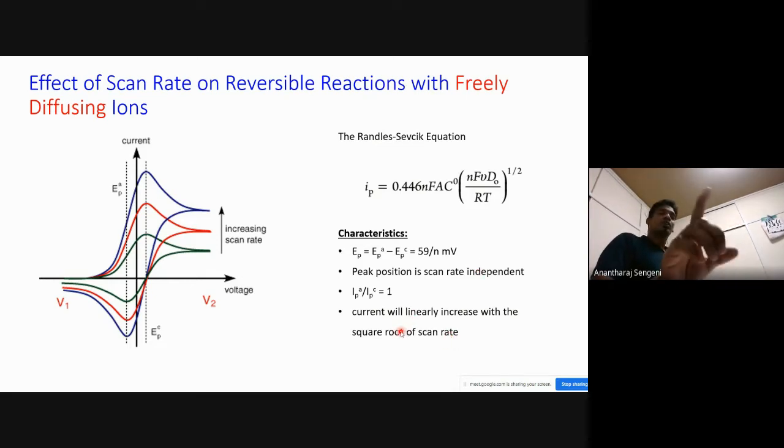So if the current varies linearly with the square root of the scan rate, you can say that your electroactive species is not penetrating through the solvent layer on the electrode surface, but it is transferring charges, I mean electrons, through the outer sphere mechanism proposed by the absolute rate theory of Marcus, for which he won a Nobel Prize. So this is how freely diffusing, non-specifically adsorbing ions are involved in electron transfer. The main thing is that the current will linearly vary with the square root of the scan rate.